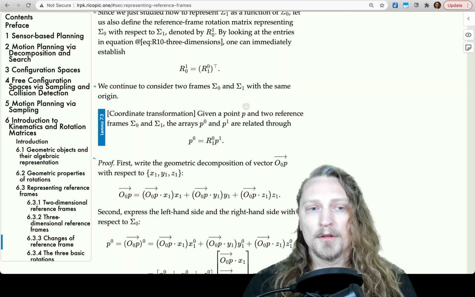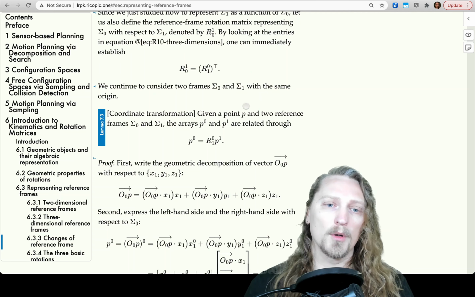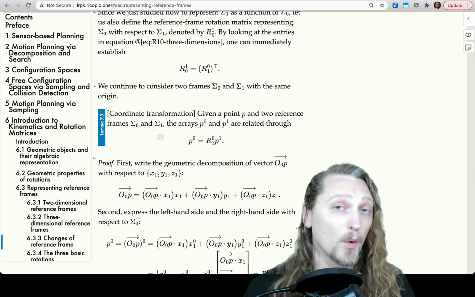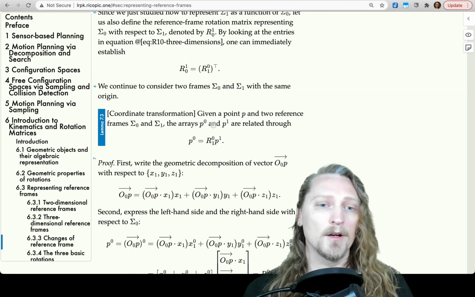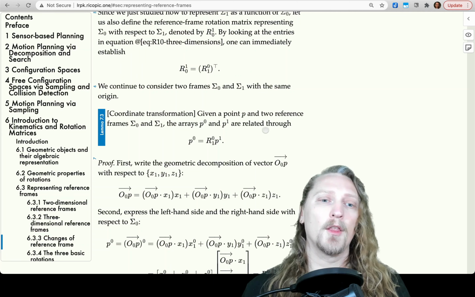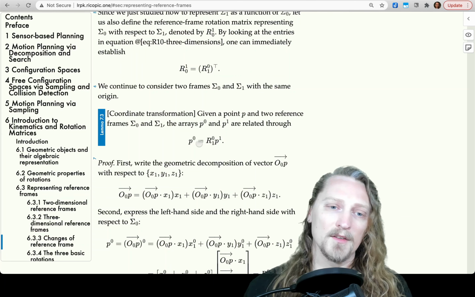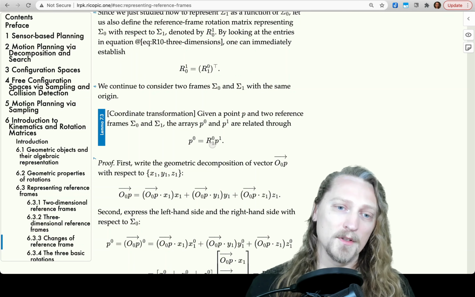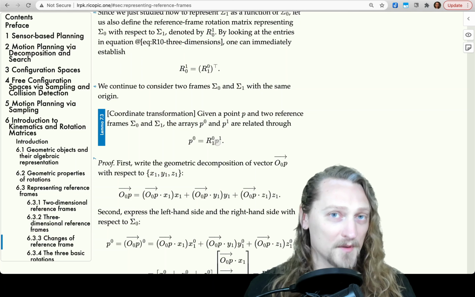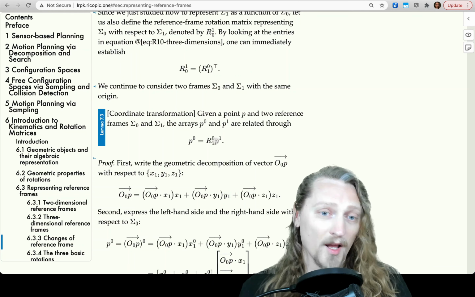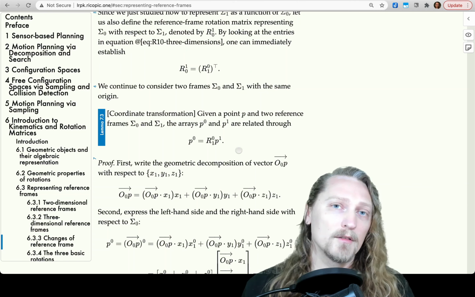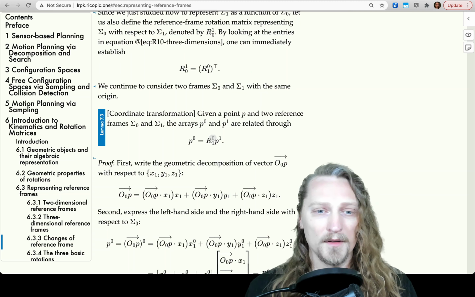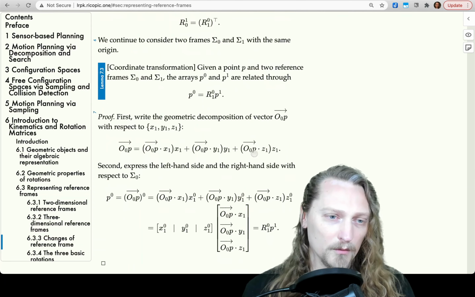Okay, lemma 7.3, coordinate transformation. Given a point P and two reference frames, sigma 0 and sigma 1, the arrays P0 and P1 are related through P0, which is a point represented in reference frame 0. It is equal to the point represented in reference frame 1 left multiplied by R10. So that reference frame rotation matrix, R10. Here's a little proof on that.